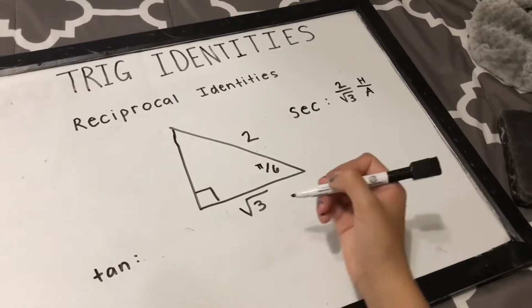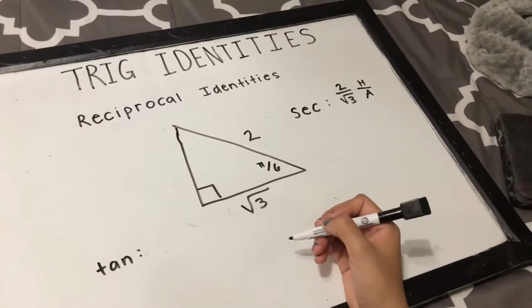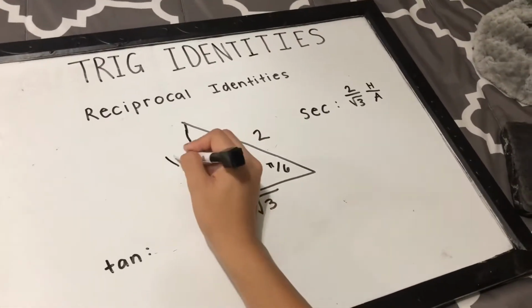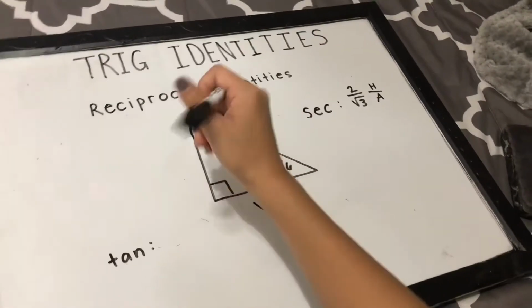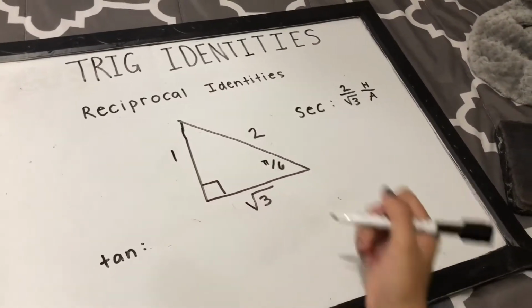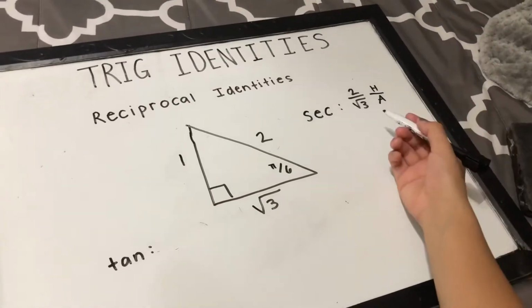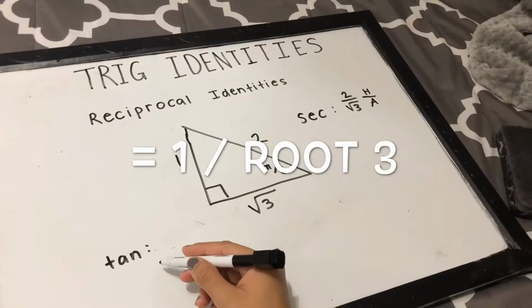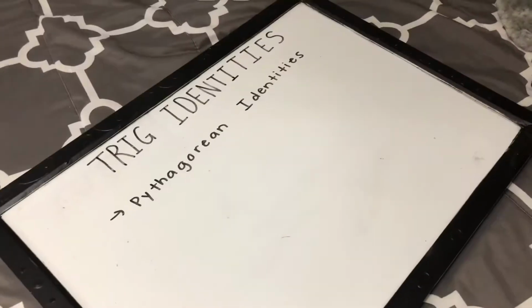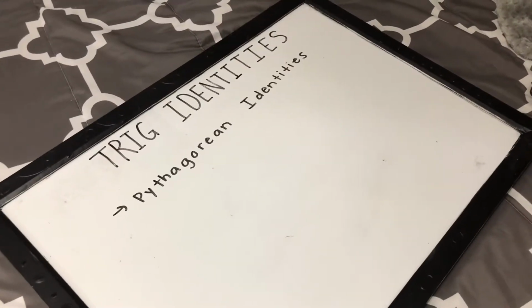Now, if this wasn't a triangle that you had memorized, then you could use the Pythagorean theorem to solve for the last side. But since we know what this triangle is, we know that this side is 1. And now since you've used this to solve for your triangle, you know that the tangent would be the opposite over adjacent. Now let's move on to the Pythagorean identities.